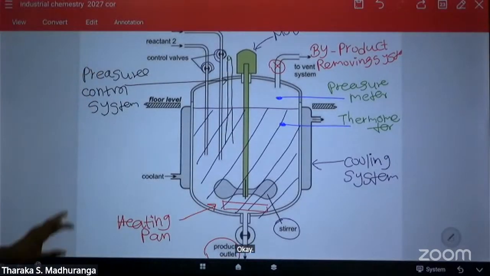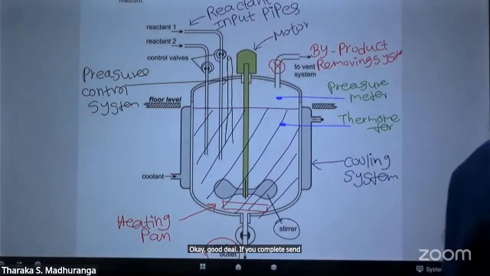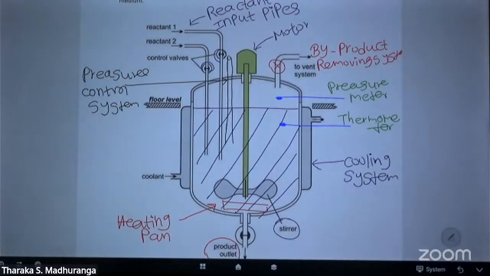Okay, quickly. If you complete, send me a message. Label them, note them on a tute, okay? Don't use additional paper. If you have the tute, note them on the tute.